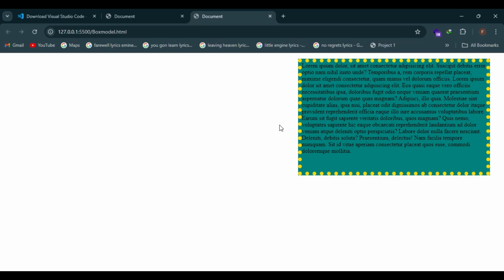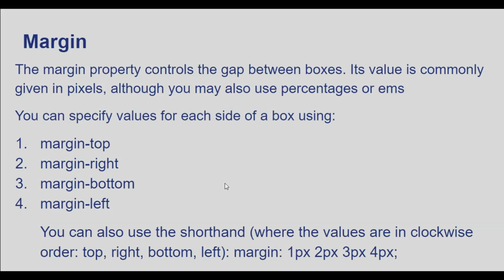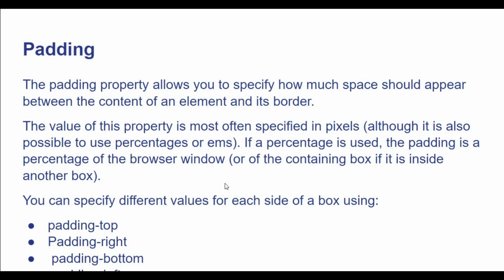Now the next part we're looking into is the padding. When we talk about the padding property, it allows you to specify how much space should appear between the content of an element and its border. The same way we also have padding top, padding right, padding bottom, and padding left.